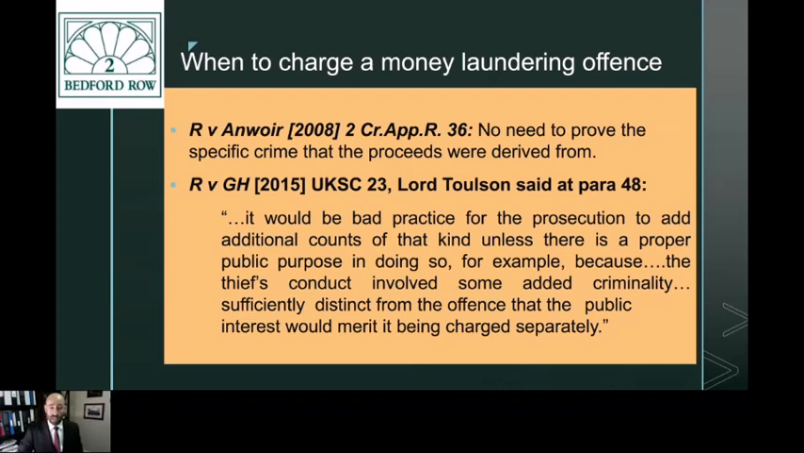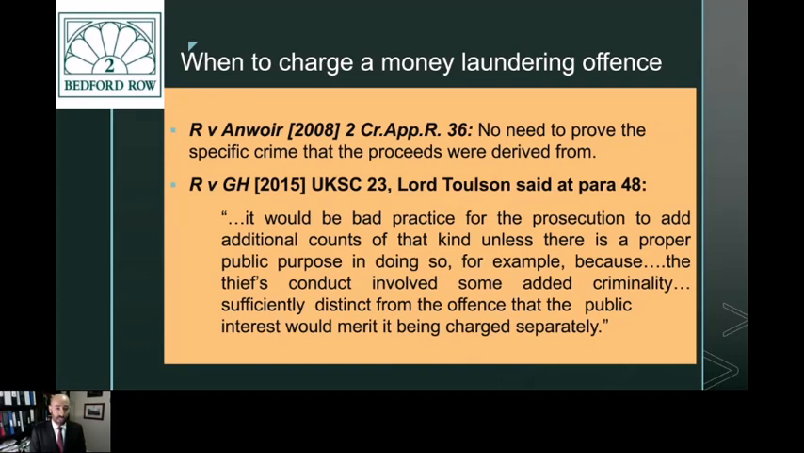Therefore, if there's a cash seizure and it's difficult for the law enforcement authorities to determine where the money came from, however, the circumstances are such that it can be clearly inferred that it must be from some unlawful conduct, the case of Anwar said that that was sufficient to achieve a conviction.